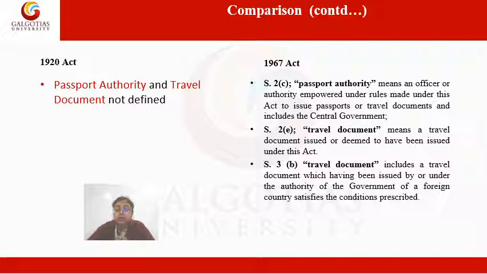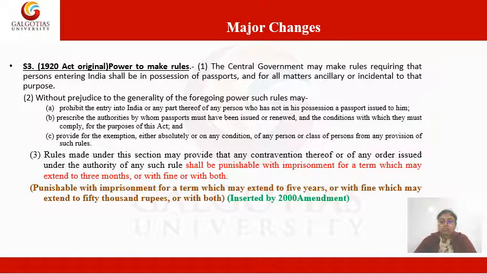Then in the 1967 Act, there are certain things which have been defined. Passport authority was defined, travel document was defined. So these were the flaws which were there in the 1920 Act and which have been coped up by the 1967 Act. Now, I said in the earlier slide only that there were certain big flaws or shortcomings present in the 1920 Act which have been made good in the 1967 Act.